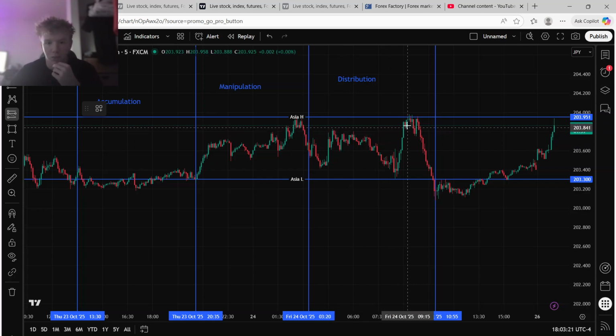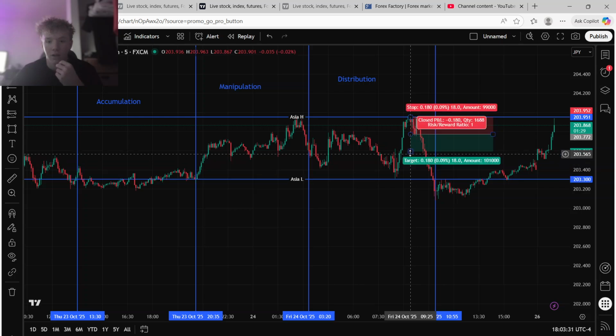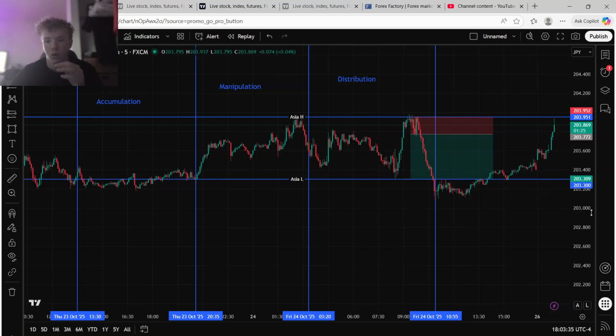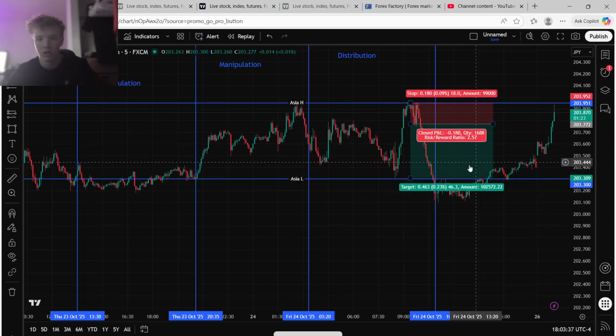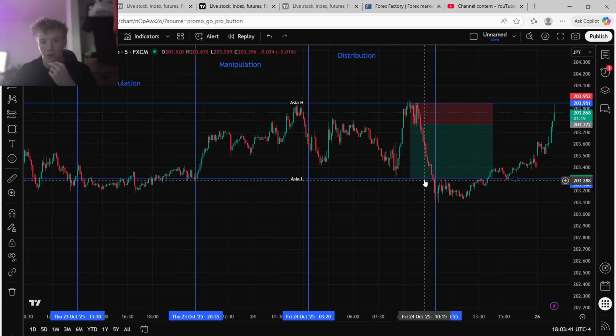So, boom, you can see we actively sought out Asia high, we swept Asia high, and then we also got this break of structure here. So that's literally why you see it just run. There's no hesitation at all. Literally no hesitation at all here. It just runs straight back to Asia low.